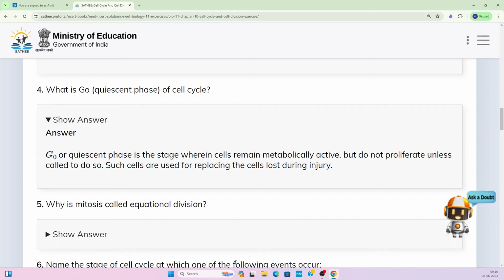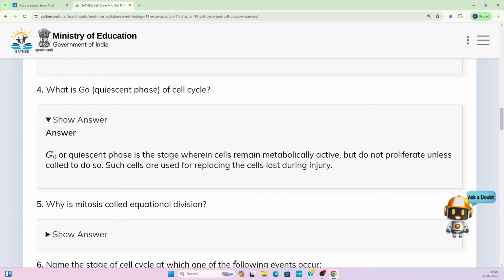So no proliferation is seen in those cells which are present in the G0 or the quiescent phase. The quiescent phase is the stage where the cells are metabolically active, but there is no proliferation unless called to do so. Sometimes the cells move out from G0 to the G1 phase. At that time they show growth, synthesis, or the preparation for proliferation.